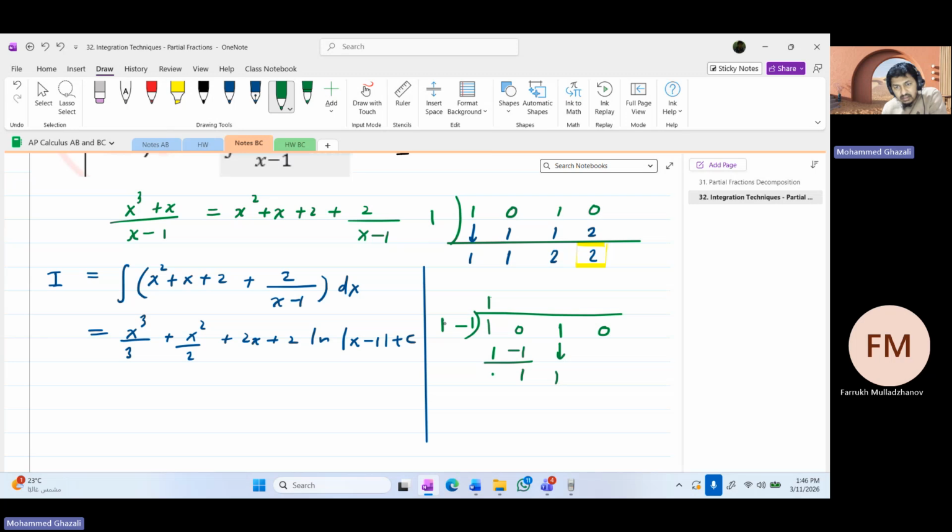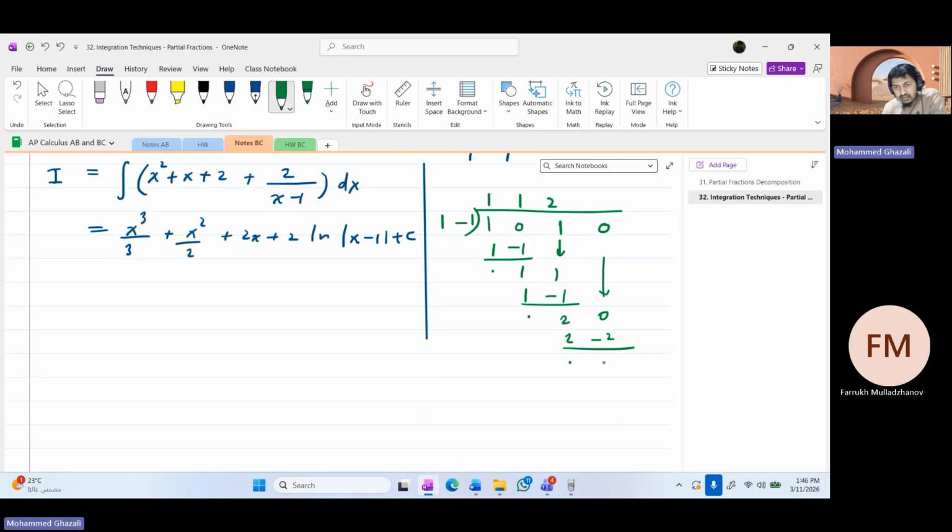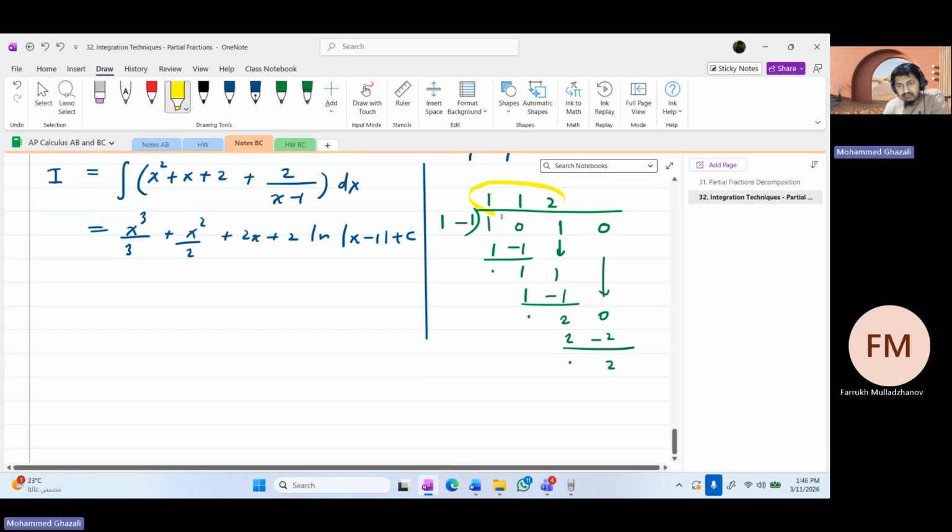Bring down the 1. 1 can go into 1 one time. 1 times 1 is 1. 1 times negative 1 is negative 1. Again, subtract, that's 2. Bring down the 0. 1 can go into 2 two times. 2 times 1 is 2. 2 times negative 1 is negative 2. Get the same answer, 2. So the remainder is 2, and there's your quotient.